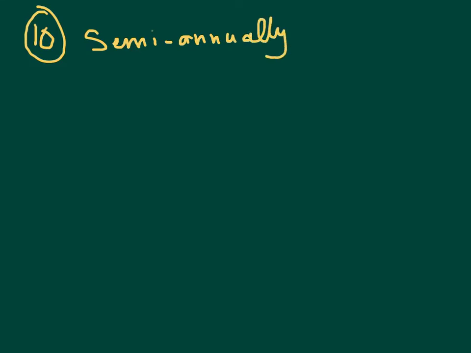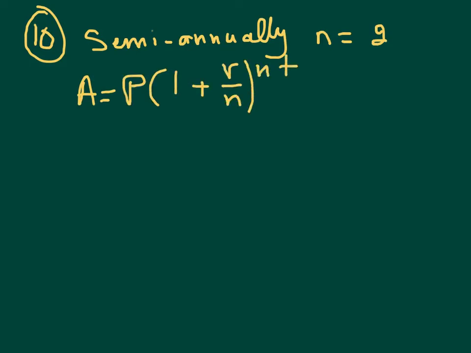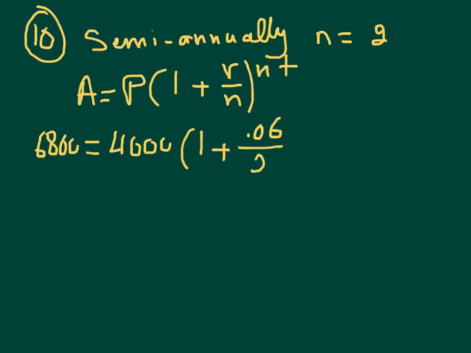when they use the word compounded semi-annually, multiple times per year, you know n is equal to 2. I need you to use this formula: A = P times (1 + r/n)^(nt). Now, we're starting out with $4,000. We want this amount to be $6,800. We already know the rate at which it's invested, 0.06. The n is 2, and we're looking for time.